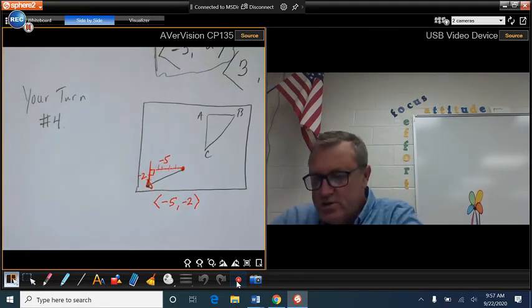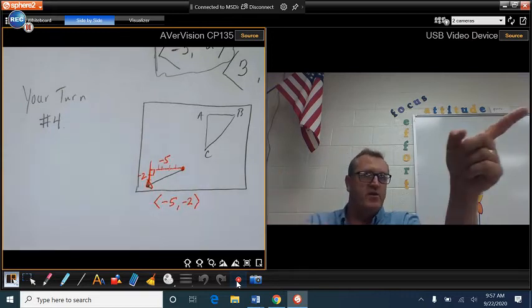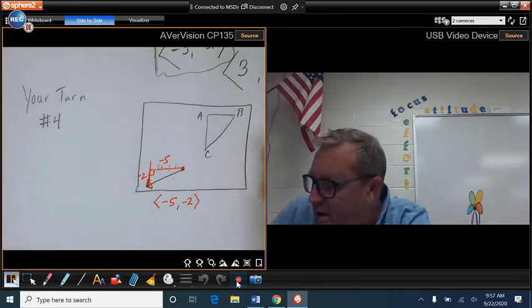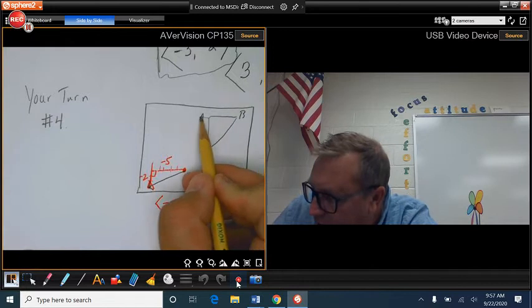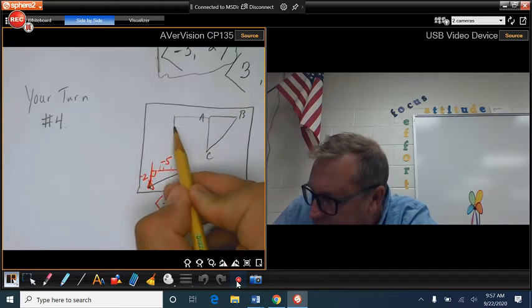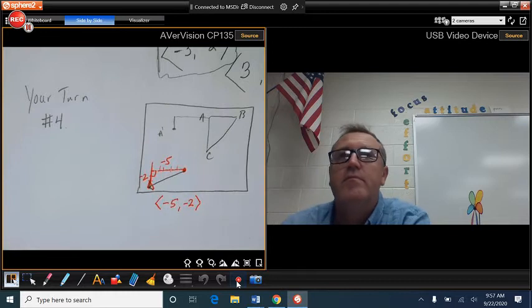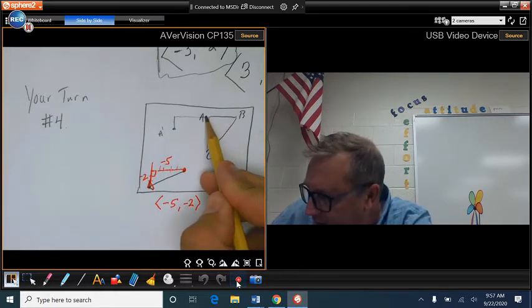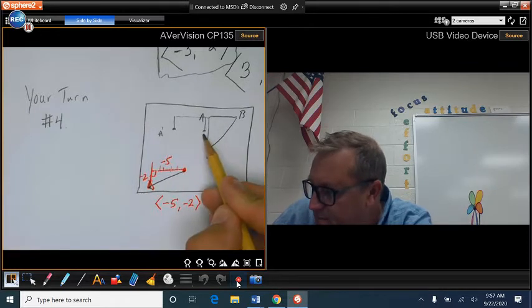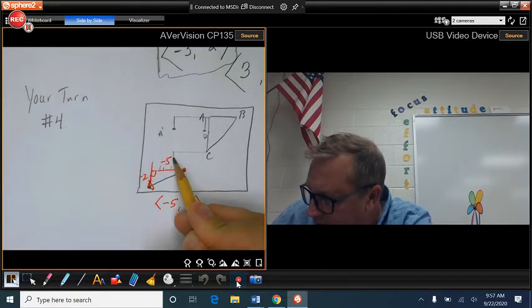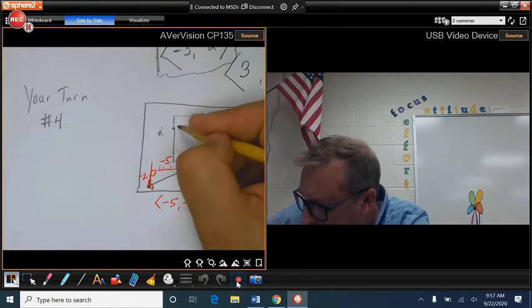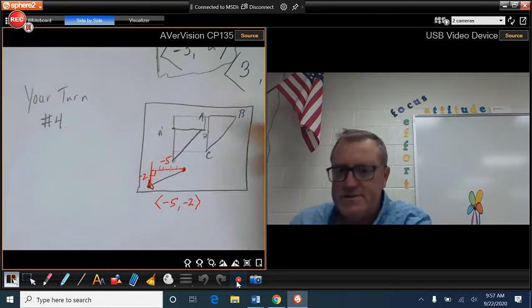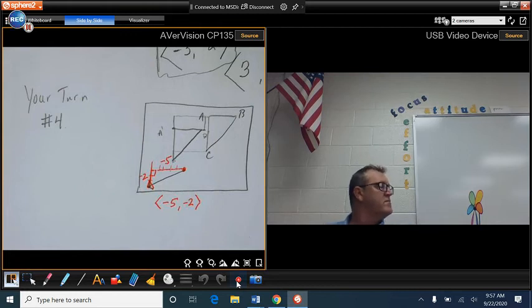Translate the triangle. So, again, I'm going to do it very roughly. You guys can do it exactly in the grid. I take A and I go over 5 and I go down 2. And there's A prime. I take B and I go over 5 and down 2 and there's B prime. And I take C and I go over 5 down 2 and I have a new A prime, B prime, and C prime. Okay? So that's what you have to do in that grid.